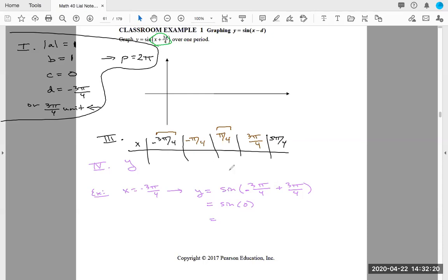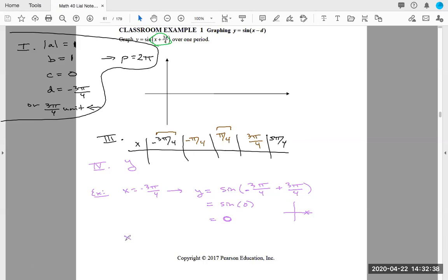Let me restate just to make sure we're clear. Sine of 0 is on the parent graph, or parent function, for sine, but sine of 0 should be 0. Okay.